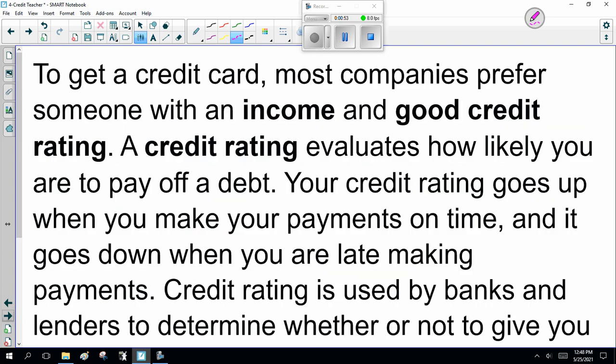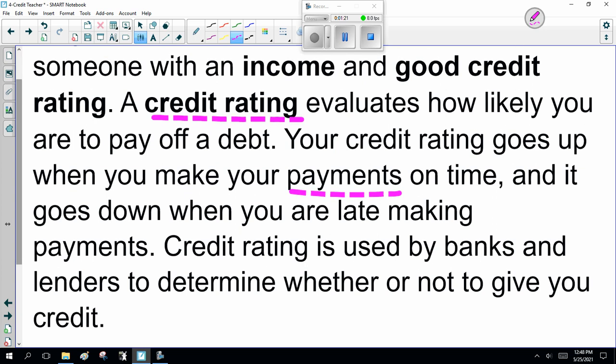Now, to get a credit card, most companies prefer someone with income and a good credit rating. Credit rating evaluates how likely you are to pay off a debt. Your credit rating goes up when you make your payments on time, and it goes down when you're late making payments. Credit rating is used by banks and lenders to determine whether or not to give you credit.